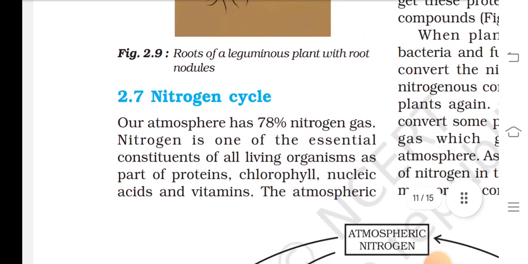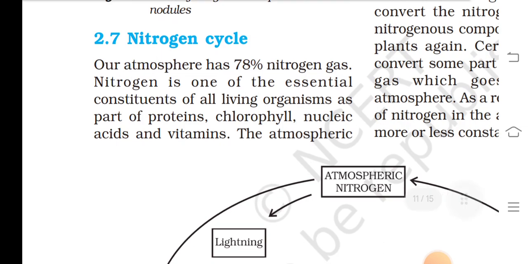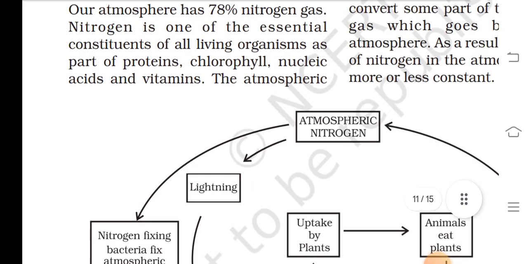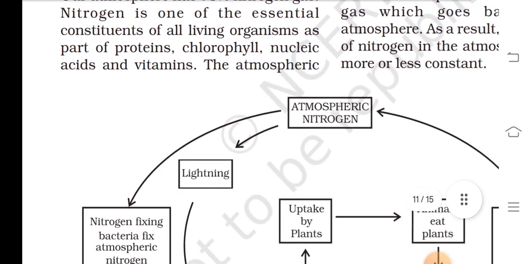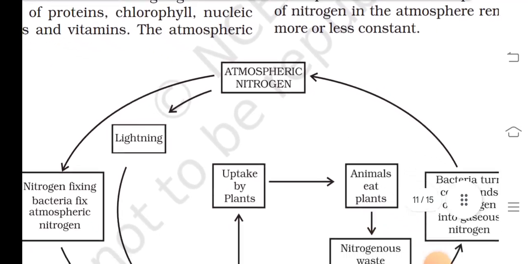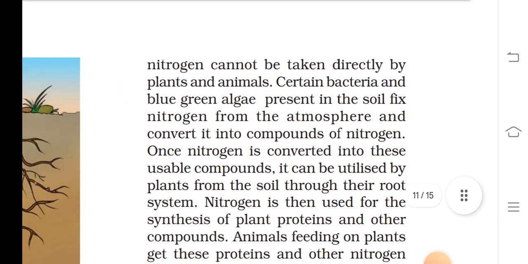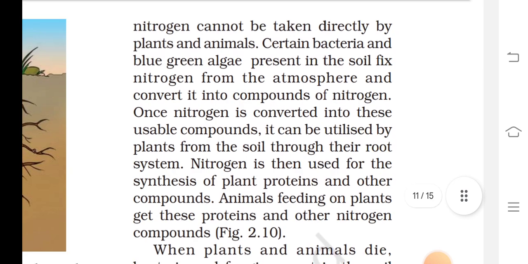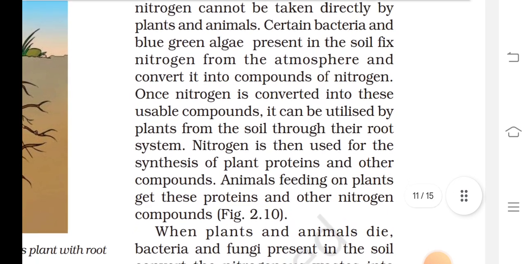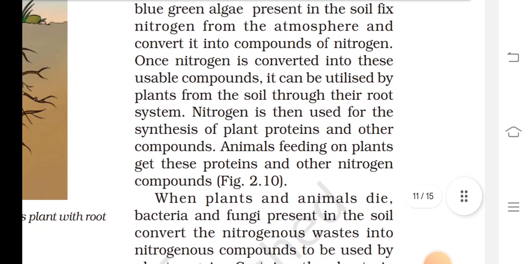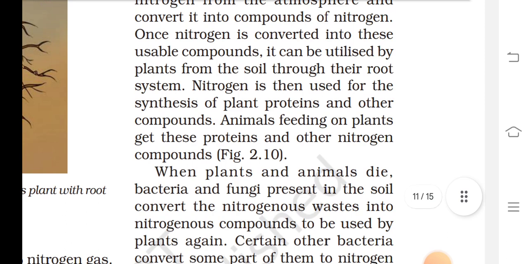Nitrogen cycle. Our atmosphere has 78% nitrogen gas. Nitrogen is one of the essential constituents of living organisms as a part of proteins, chlorophyll, nucleic acids, and vitamins. The atmospheric nitrogen cannot be taken directly by plants and animals. Certain bacteria and blue-green algae present in the soil fix nitrogen from the atmosphere and convert it into compounds of nitrogen.